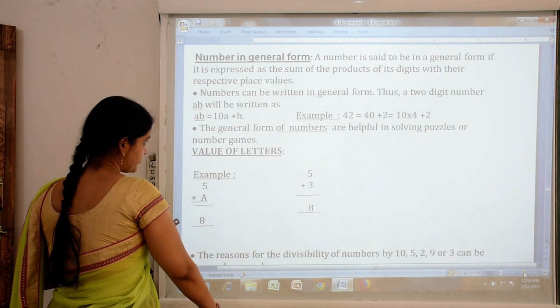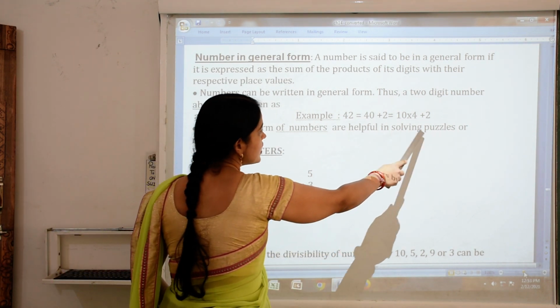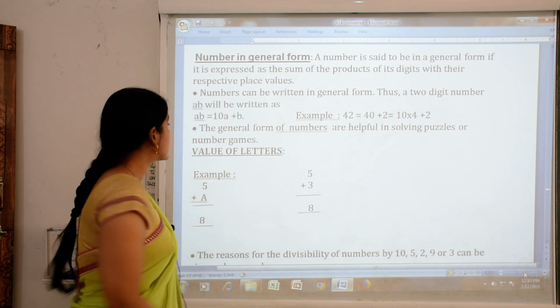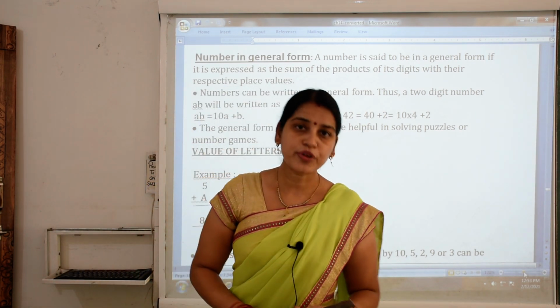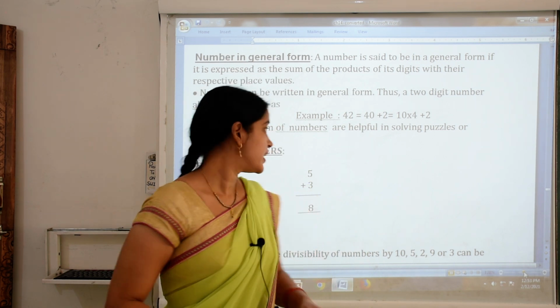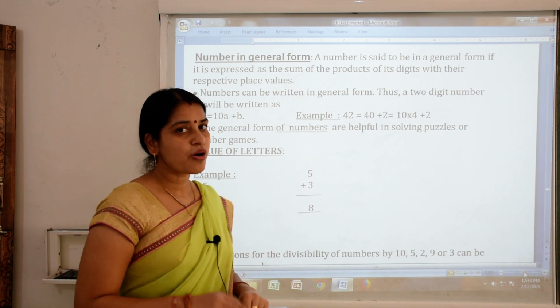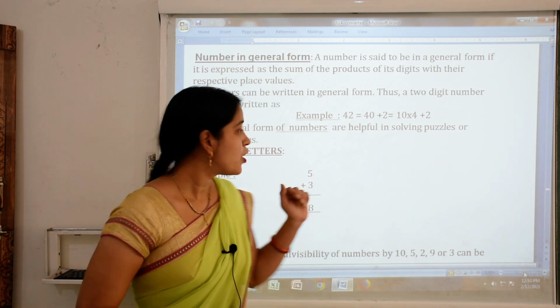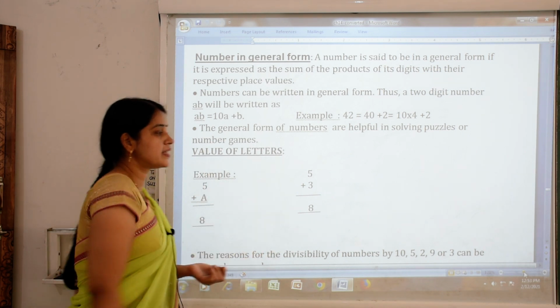Now the general form of numbers is helpful in solving puzzles or number games. So this general form is very helpful to solve any puzzles or to play games. So this was all about the general form of the number. Now let's see its next topic, that is value of letters.